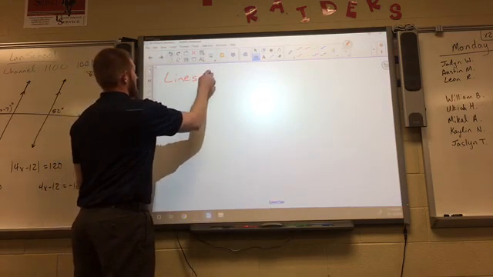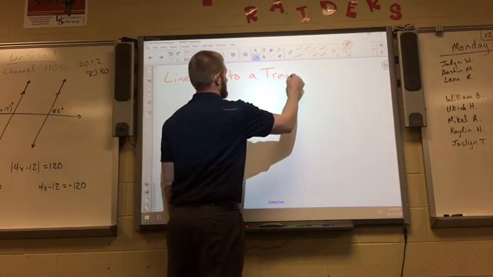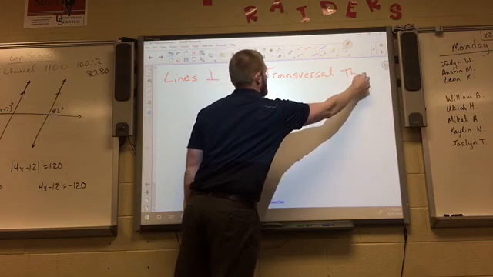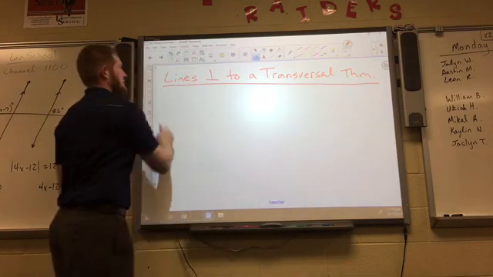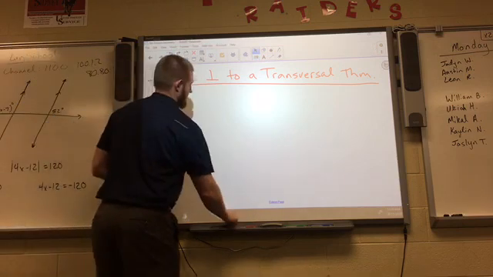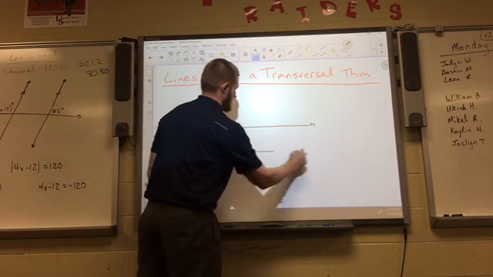Lines perpendicular to a transversal theorem. Make sure I named that right. Lines perpendicular, yes. Okay, and I'm going to draw the same diagram I just drew. It's different than what they have in the book, but I want to draw the same one so you can compare the differences easier.